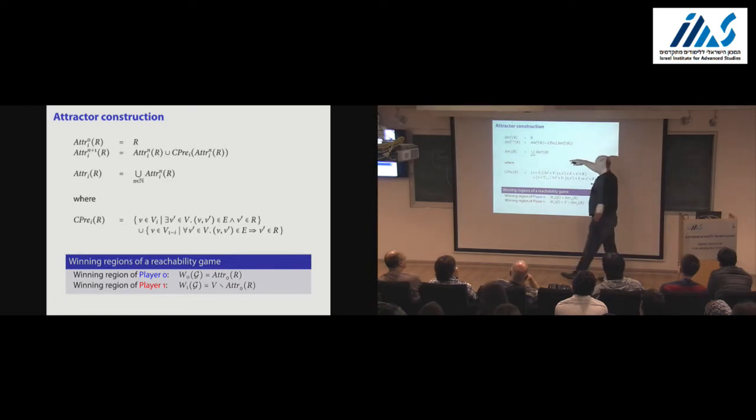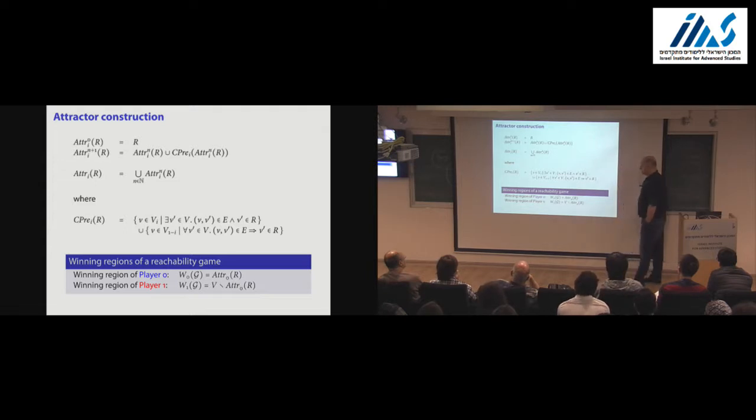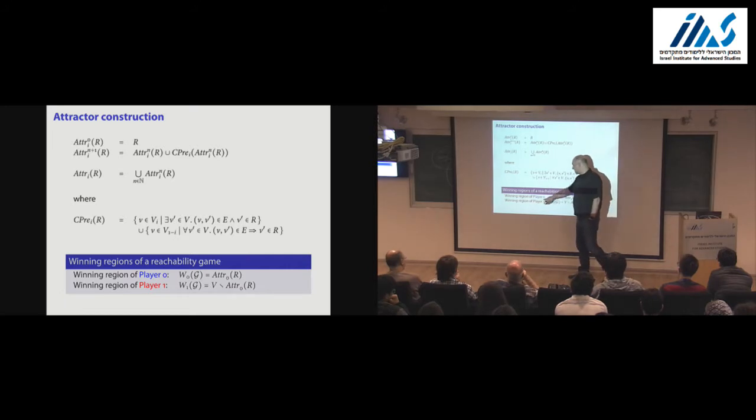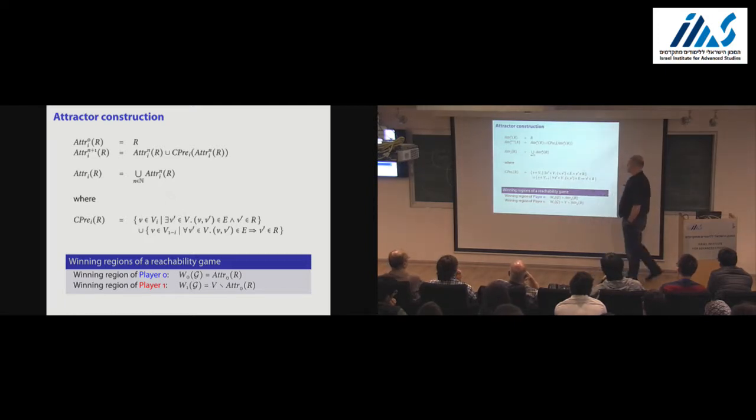And then I build the least fixed point on that construction, and that gives me the winning region for the reachability game. So the winning region for player 0 is the least fixed point of this construction, and the winning region of the opponent is simply everything else, right? I take the full set of states and subtract the winning region of player 0.